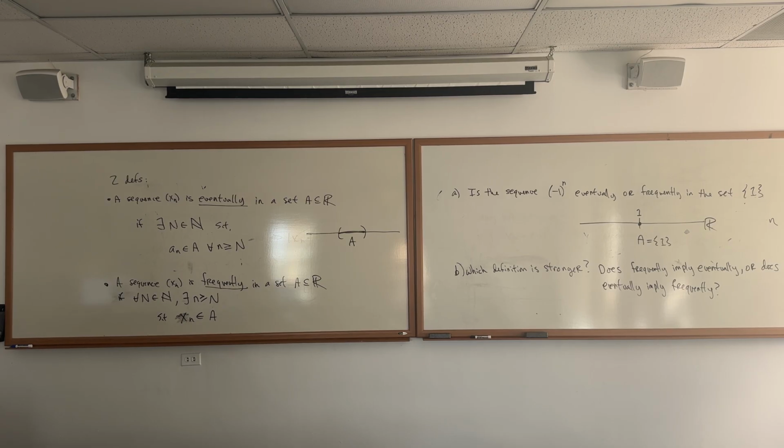So for the second question, would it mean that eventually implies frequently, but frequently does not imply eventually? What are you thinking? I was thinking frequently, because since it oscillates, it never remains in the set point. Perfect, exactly. Are you still thinking about the second one now? Yeah, still thinking. Okay.